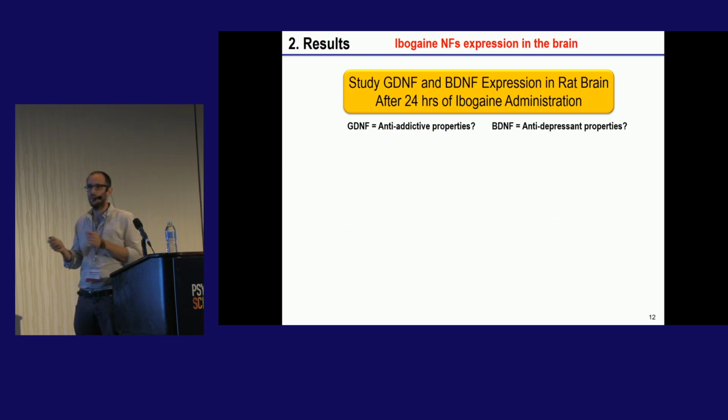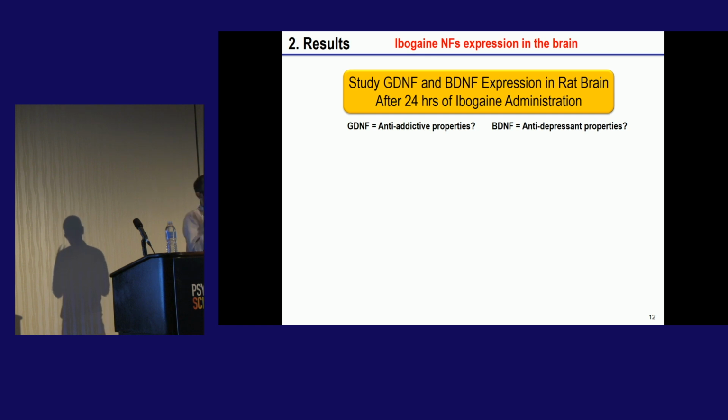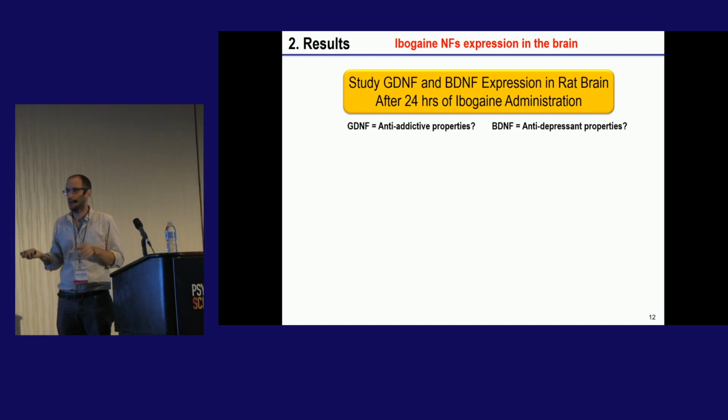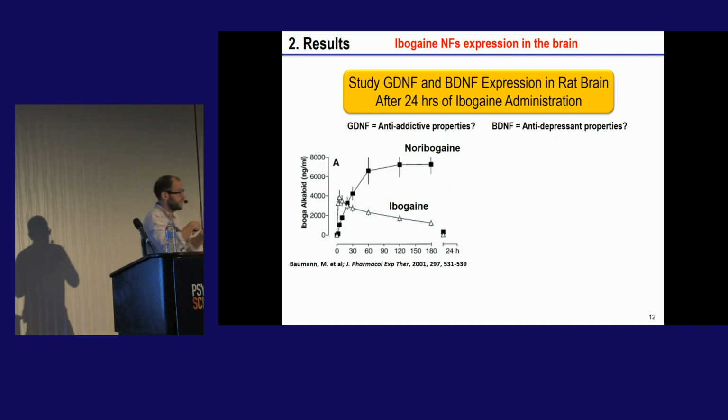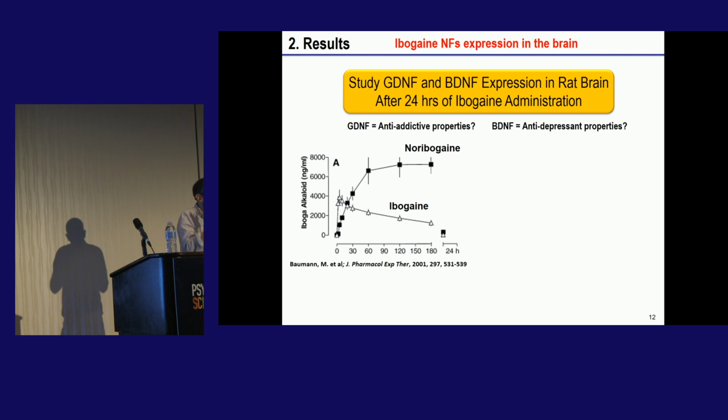What we wanted to know is what happens in the brain if we inject ibogaine in an animal model and we look for the GDNF and BDNF expression 24 hours later. The idea is that we want to know actually what the drug is doing to the expression of these both neurotrophic factors in the brain 24 hours after the administration. We want to be sure, why 24 hours? Because we want to be sure that there is not going to be ibogaine or noribogaine around. The idea is to see what happens with the brain when the drug has already left the system, okay? What happened to the expression of these proteins in the brain once the ibogaine has been gone? That is the main idea.